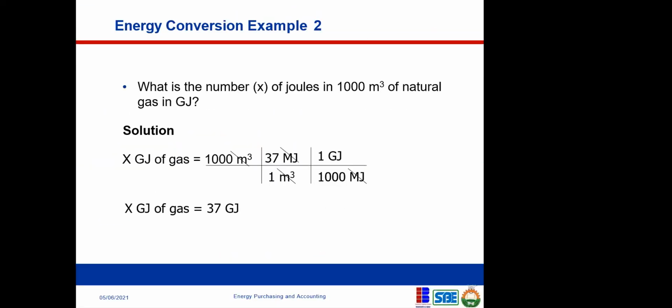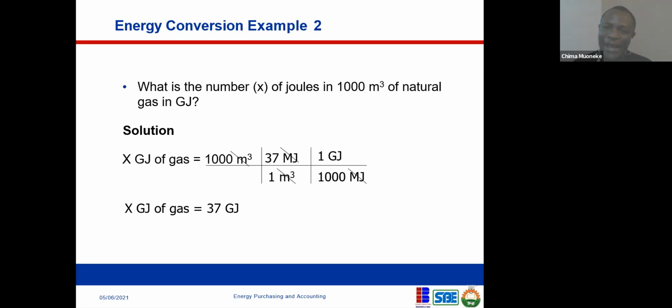So let us do another example. What is the number X of joules in 1,000 meter cube of natural gas, in gigajoule? You want to find out the value of energy in 1,000 meter cube of natural gas, in gigajoule. So you have 1,000 meter cube of natural gas, and you want to know the energy content in gigajoule, right? How do you do that?